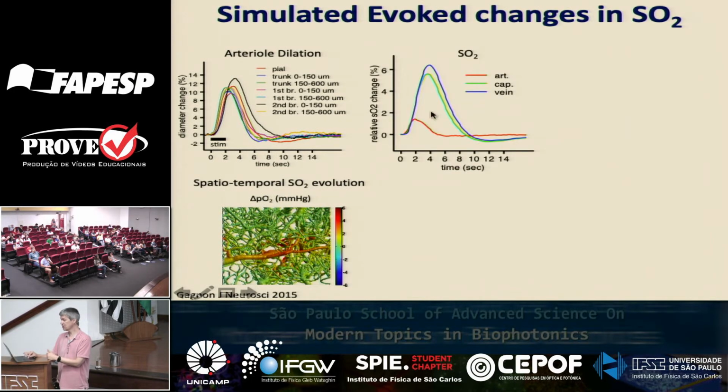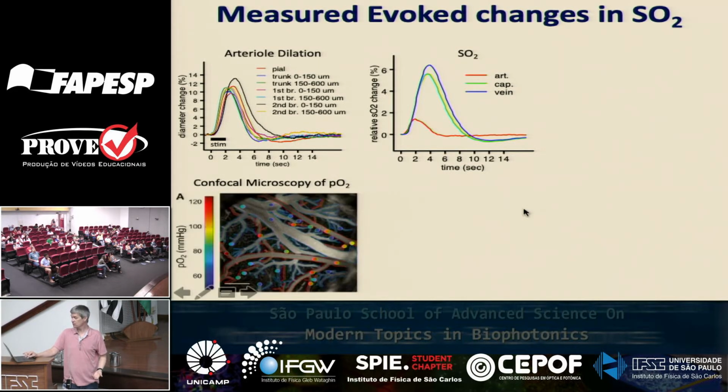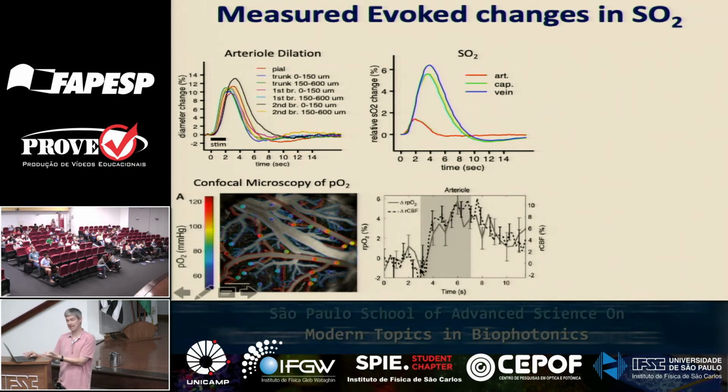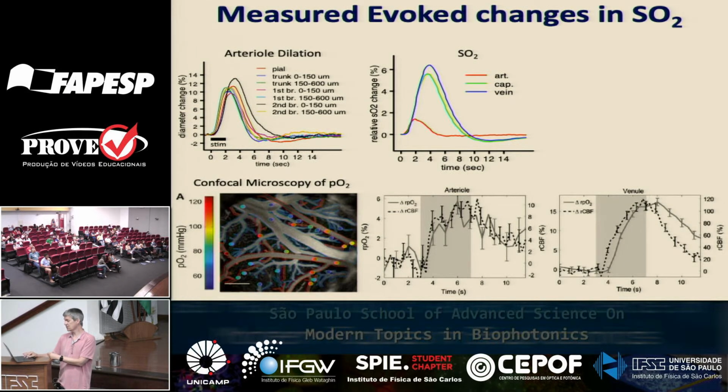From that simulation, we can then measure from the simulation what are the changes in oxygenation in the arterioles versus the capillaries versus the venules. And experimentally, we've also measured this with the PO2 method using confocal microscopy. We've measured the oxygenation changes in the surface arteries and the surface venules. And so this is what it looks like during brain activation for the surface arterioles experimentally and for the surface venules.